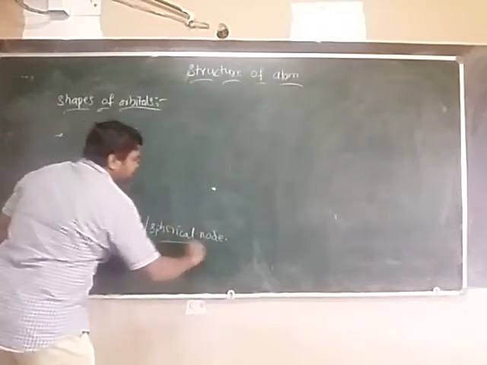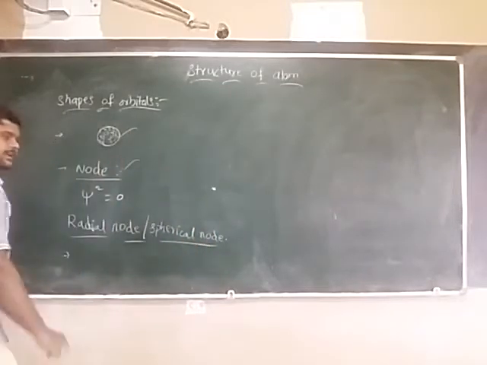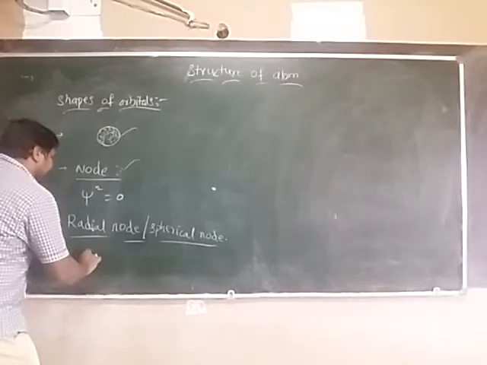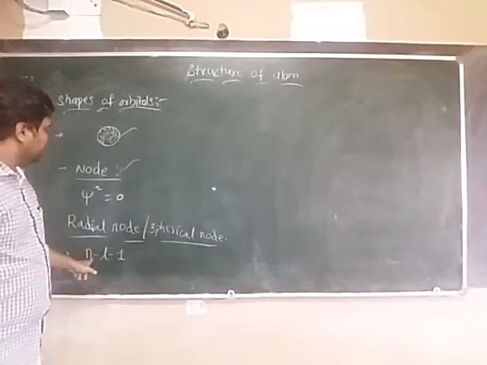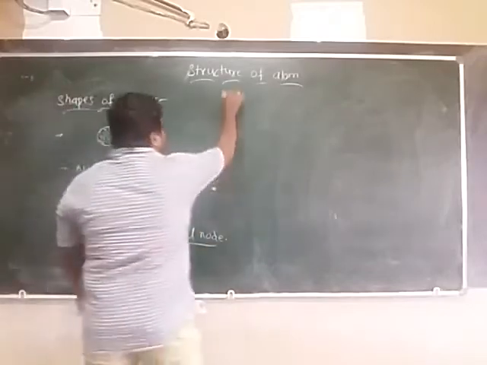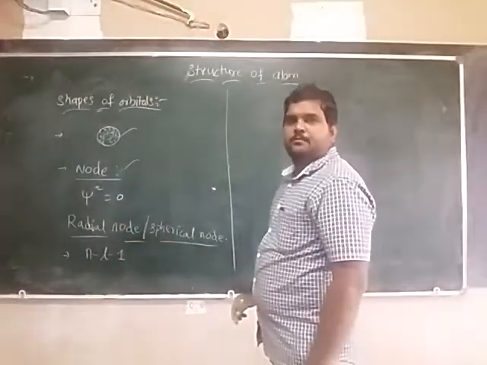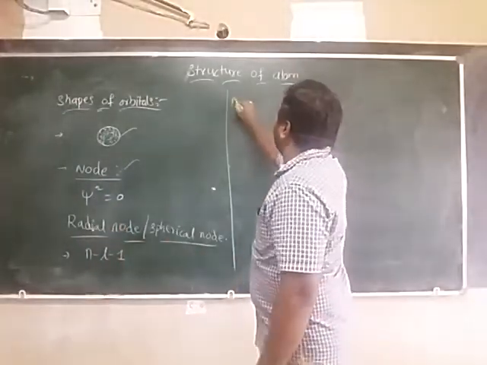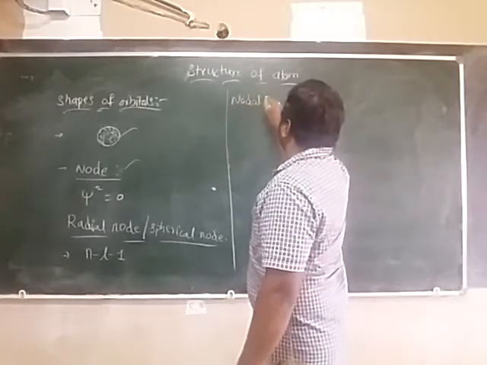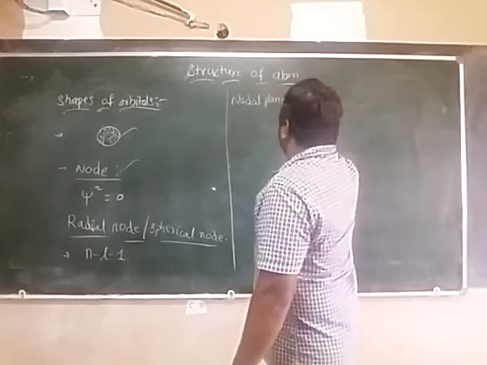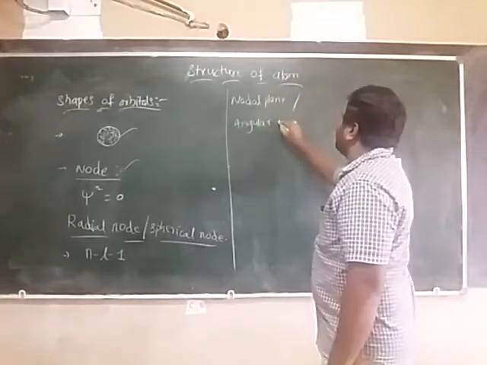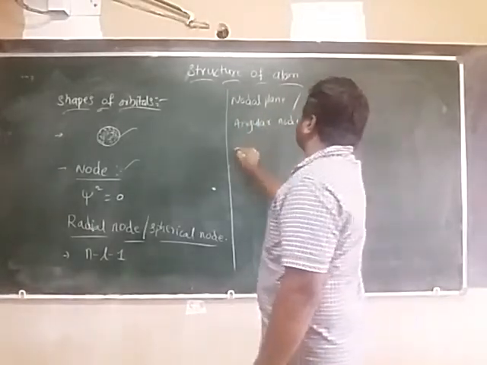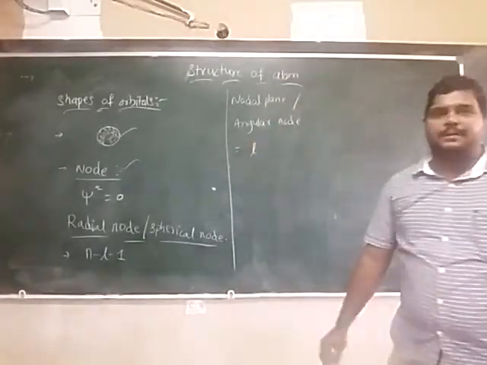The formula to calculate the radial nodes or spherical nodes is n minus l minus 1. Another one is nodal planes, or angular nodes. The number of nodal planes or angular nodes is equal to l, the azimuthal quantum number.